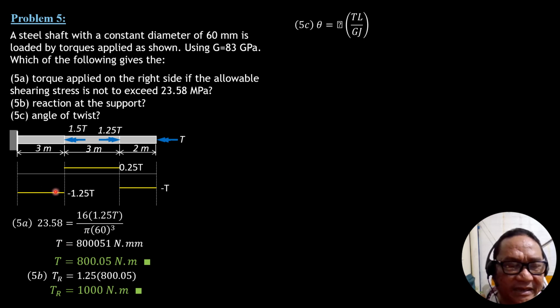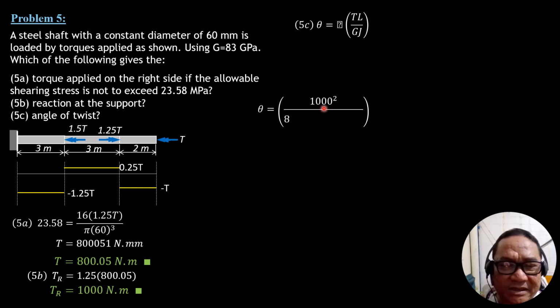Let's treat negative, negative, positive, positive. So this is negative 1.25 of 800.05. So this is 1000. This is 200.25 of 800.05. And this is 800.05. So negative 1000, positive 200, negative 800 Newton meter. And let's convert that to Newton mm.